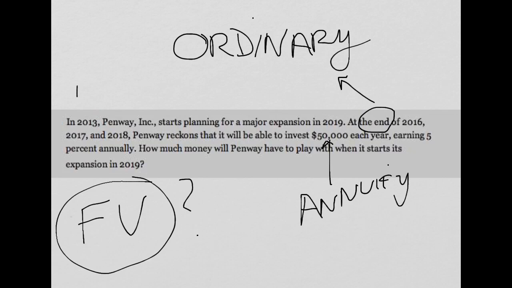It's 2013 we don't do it, 14 we don't do it, 15 we don't do it. Even though 16 we don't do it, the ordinary annuity doesn't start until the end of 16. So what does 3 years starting at the end of 16 start to do? It's just simply do the annuity factor at that point for 3 years.